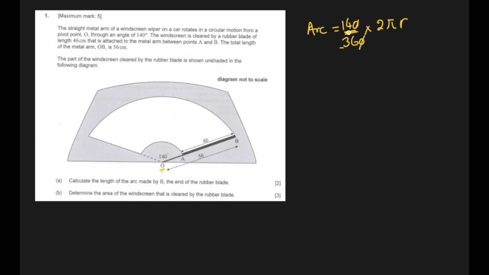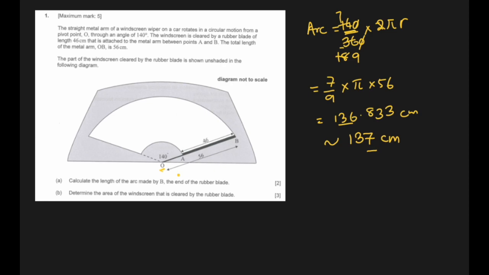We can cancel these zeros and cancel this 40 and 36 also. 7 and 18. So it becomes, these two can also cancel out. All right. 7 over 9 multiplied by pi and multiplied by radius. The radius for this arc is the whole 56. So let's put this in your calculator and you get your answer. What I get is 136.833 centimeters. Right? We have to round it to 3 significant figures, which will be 137 centimeters.